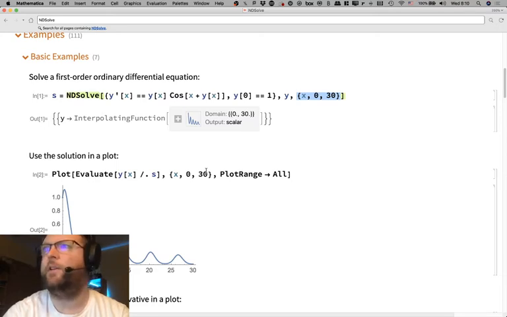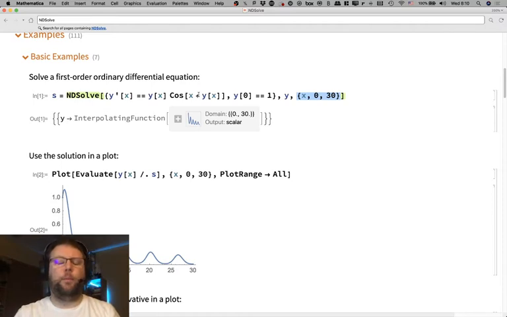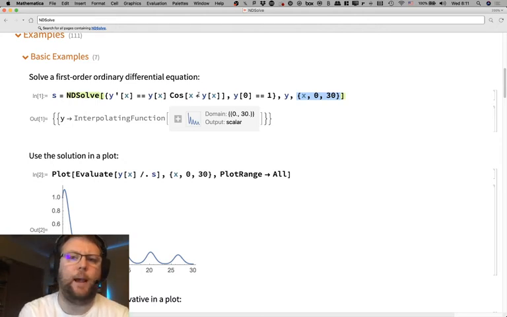Now NDSolve basically uses a numerical technique to solve the differential equation. Mathematica has a library of very sophisticated techniques for doing this. The Euler method is probably the least sophisticated technique for solving differential equations, but it's the easiest one to explain. There are lots of other more sophisticated, more accurate ones, but they take a lot more computational power.